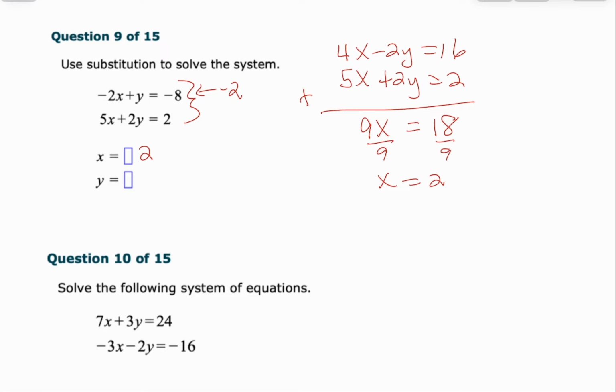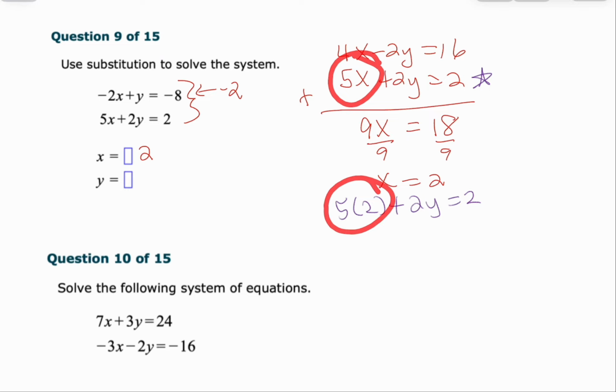But this is a system of equations where we are looking for a point of intersection. So we need a y value. Now you can plug into either equation. I'm going to use this one. So where the x is sitting, I'm going to put in a 2. And then I'm going to do algebra.